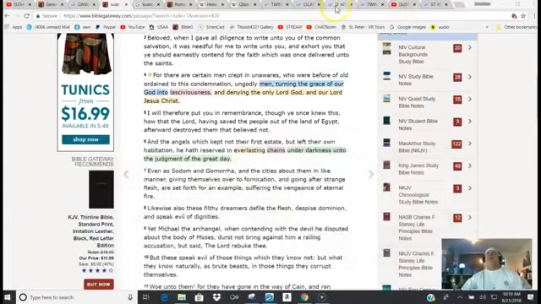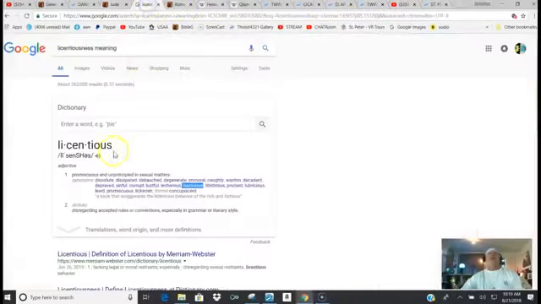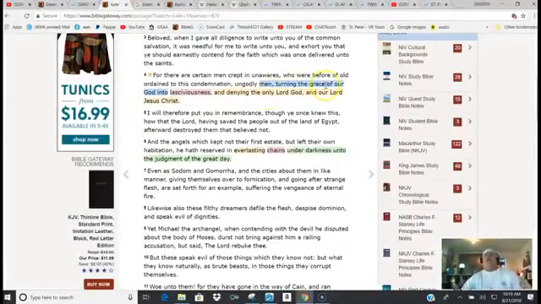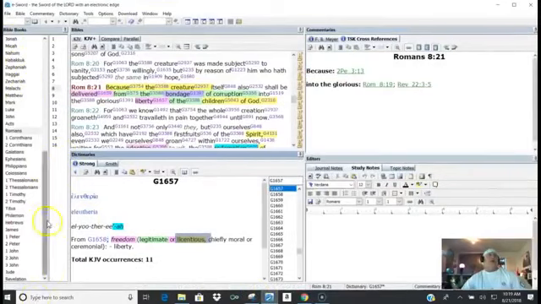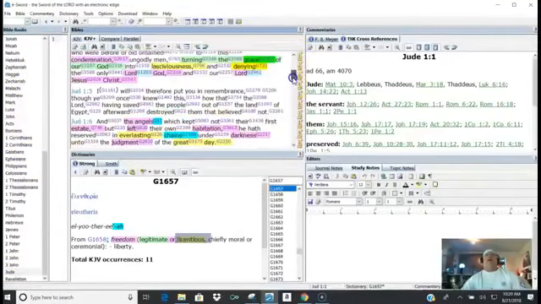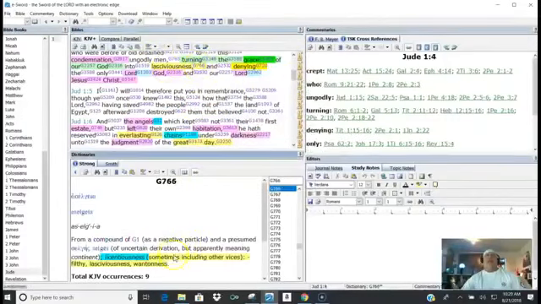Watch this. The word licentious is lascivious right here. You see the word licentious? It means lascivious. Back to Jude. Turning the grace of our God into lasciviousness and denying the only Lord God. Okay, now watch. Back to Jude. Here we go. Turning the grace of God into lasciviousness. It's licentious. See, because we were under grace.